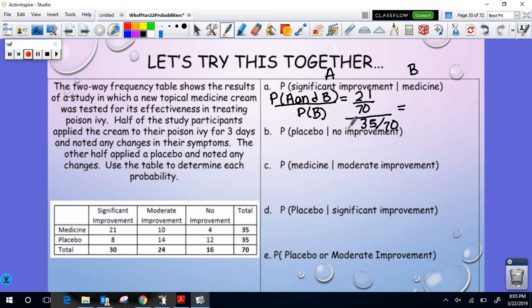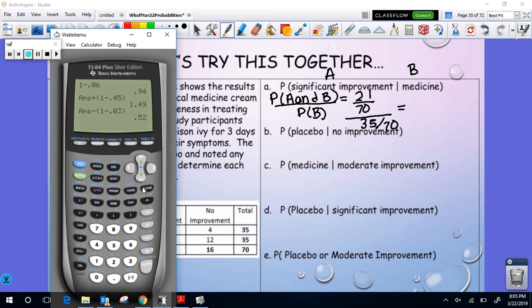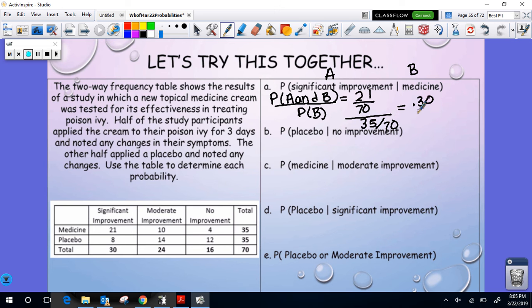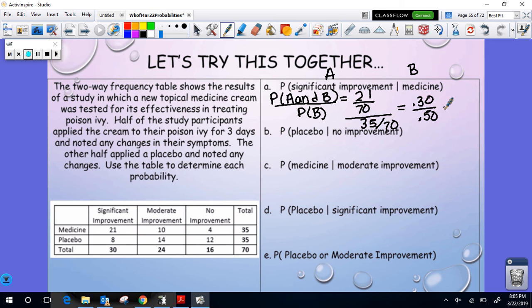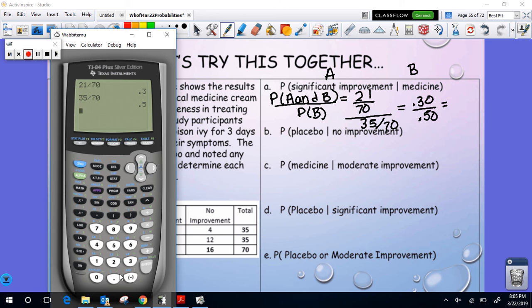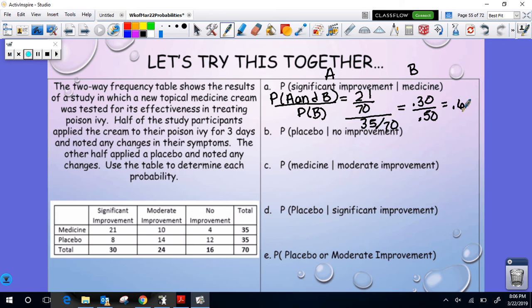So I'm going to do the decimal for both. I'm going to get my calculator. I'm going to do 21 divided by 70 equals 0.30, divided by 35 divided by 70 equals 0.50. So this should equal 0.30 divided by 0.5, and that equals 0.6 or 60%.